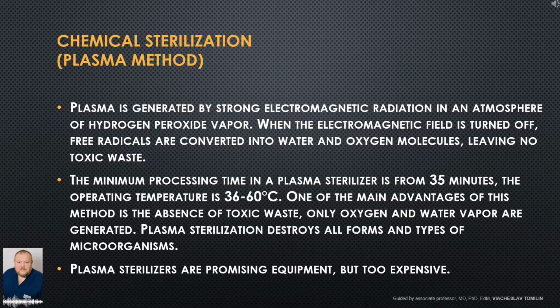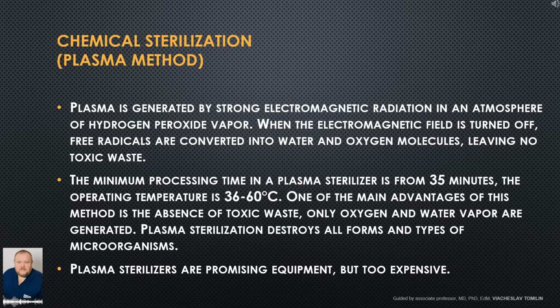Plasma is generated by strong electromagnetic radiation in an atmosphere of hydrogen peroxide vapor. When the electromagnetic field is turned off, free radicals are converted into water and oxygen molecules, leaving no toxic waste. The minimum processing time in a plasma sterilizer is from 35 minutes. The operating temperature is 36 to 68 degrees Celsius. One of the main advantages of this method is the absence of toxic waste. Only oxygen and water vapor are generated.